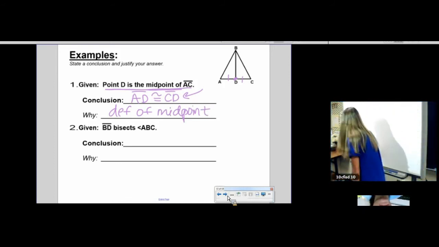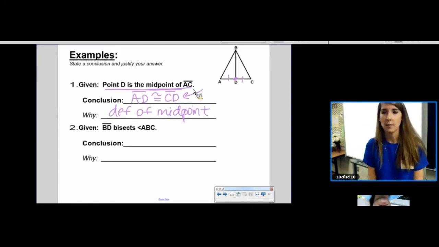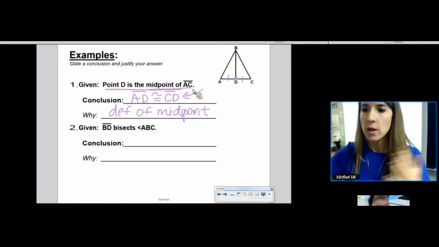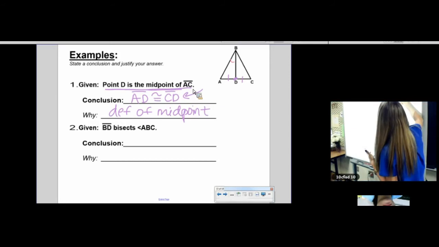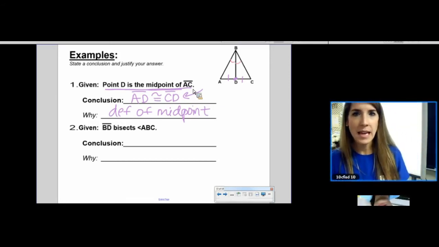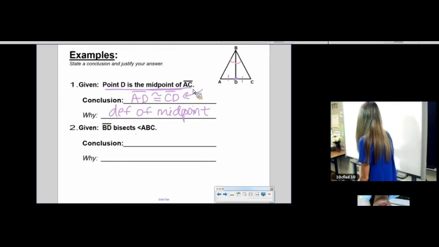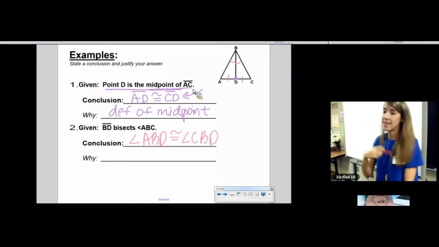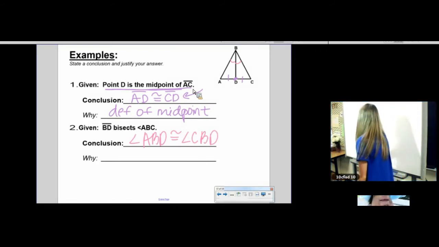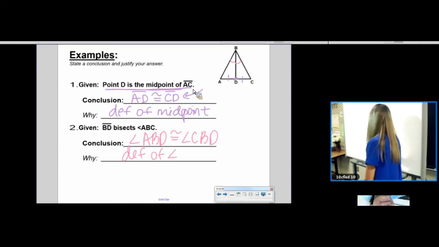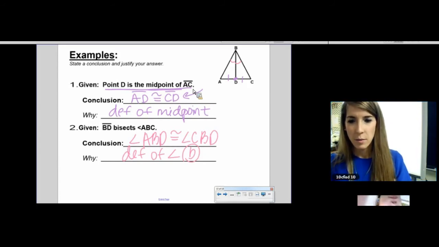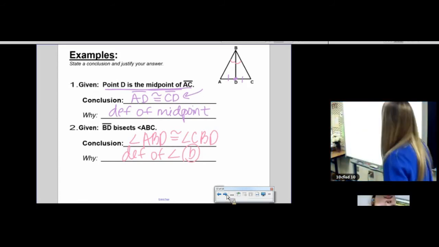Given segment BD bisects angle ABC. So you always ask yourself, okay, if I were given that information, what would I add to my picture? So go to ABC, what would I add? I would add arcs. What do those arcs even mean? Those arcs mean that angle ABD is congruent to angle CBD. And then from yesterday, what's the reason? Definition of angle bisector. Is this making sense? Is this pretty easy? Okay, let's keep going then.